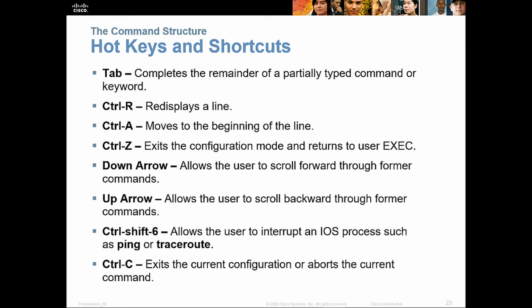Control A moves to the beginning of a line. Control Z exits the configuration mode and returns back to user exec mode. You can also down arrow and up arrow, so you can scroll through former commands you've done. Control Shift 6 allows the user to interrupt an IOS process such as ping or traceroute, or Control C will exit the current configuration, or will abort the current command. So you got some options.